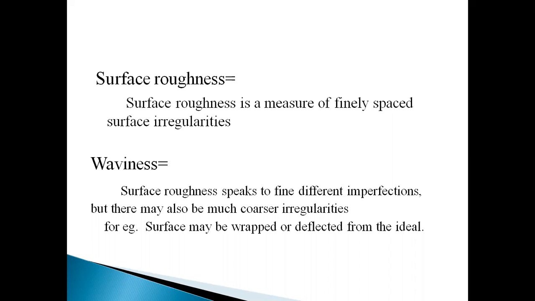Surface roughness is a measure of finely spaced surface irregularities. Surface roughness speaks to fine imperfections, but there may also be much coarser irregularities, which is waviness. For example, a surface may be warped or deflected from the ideal.